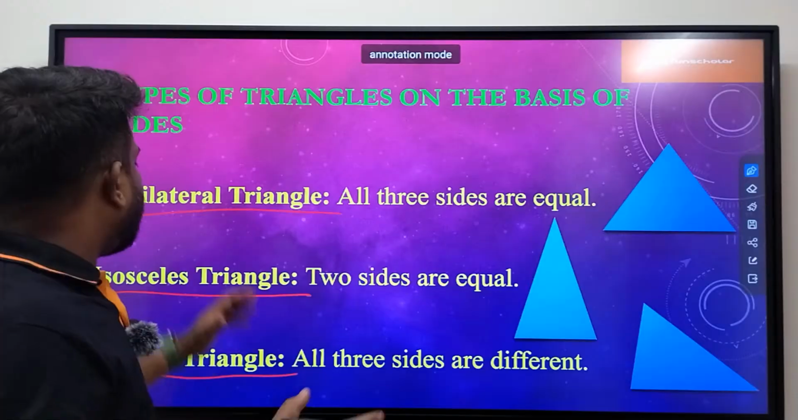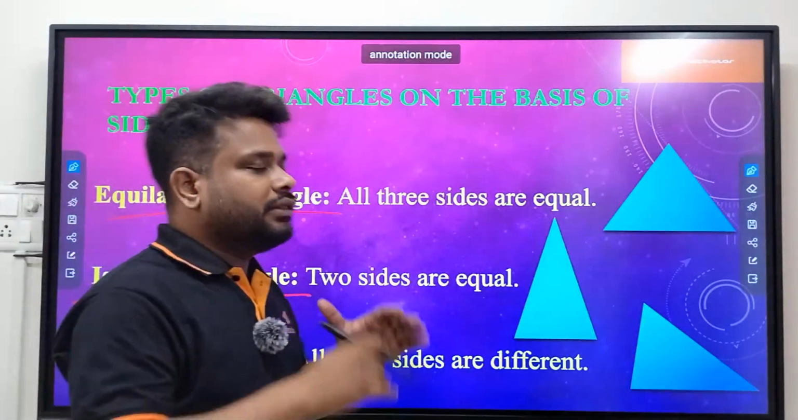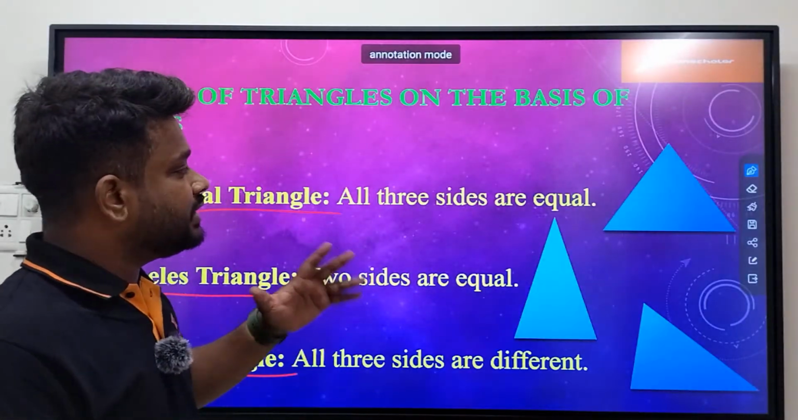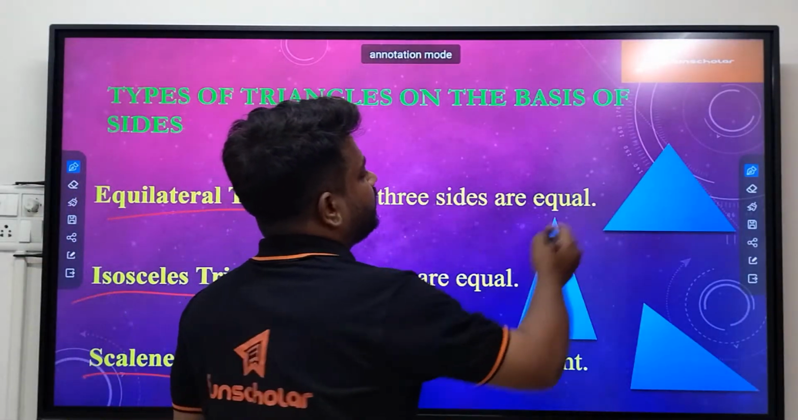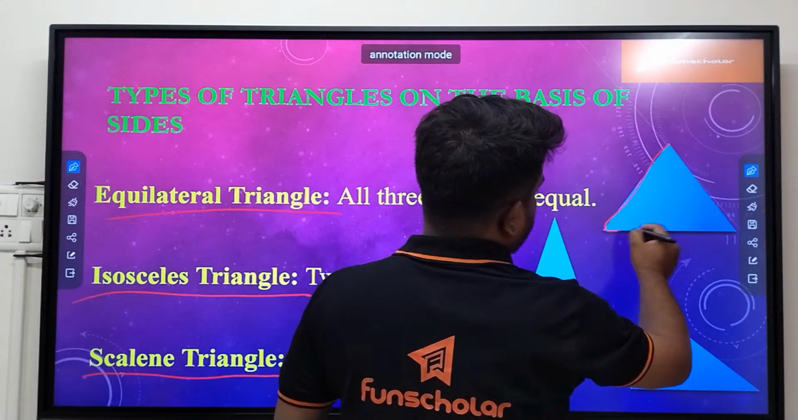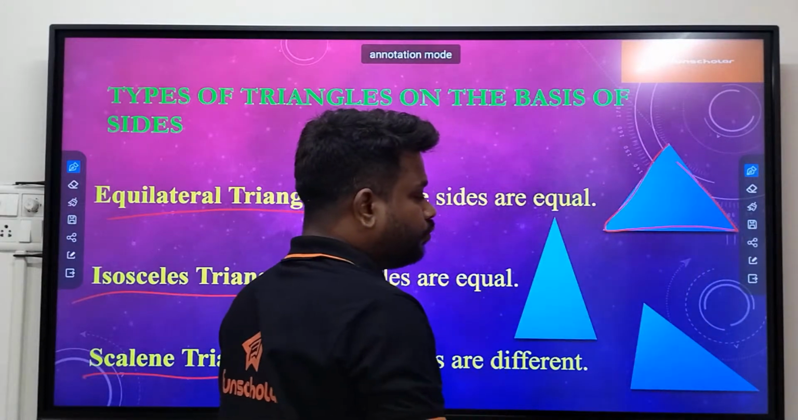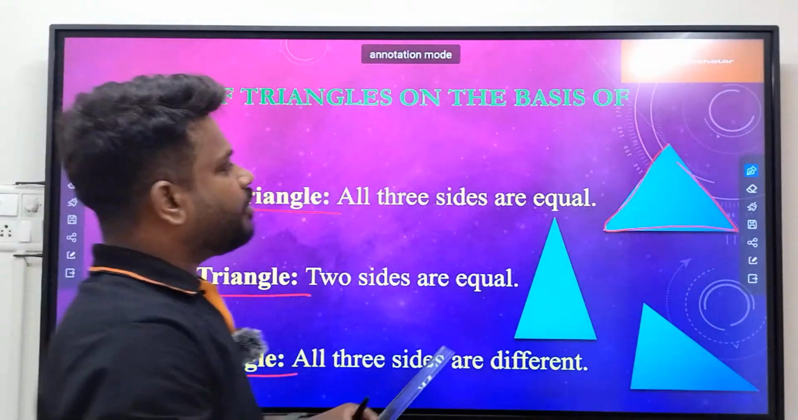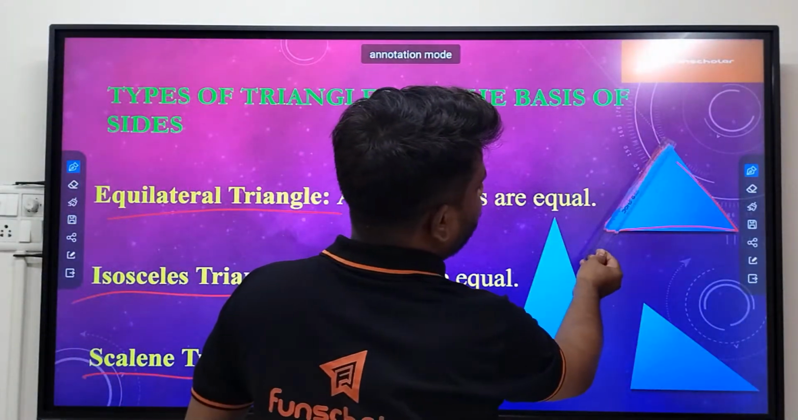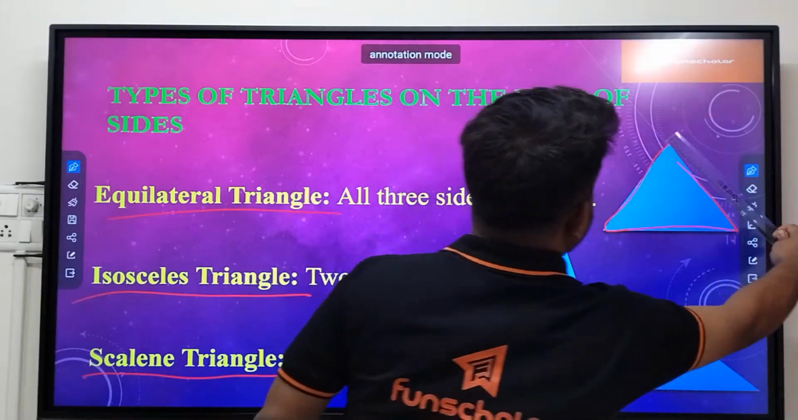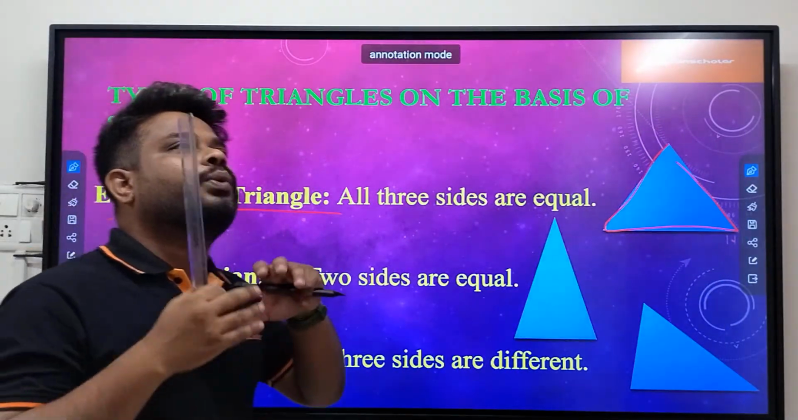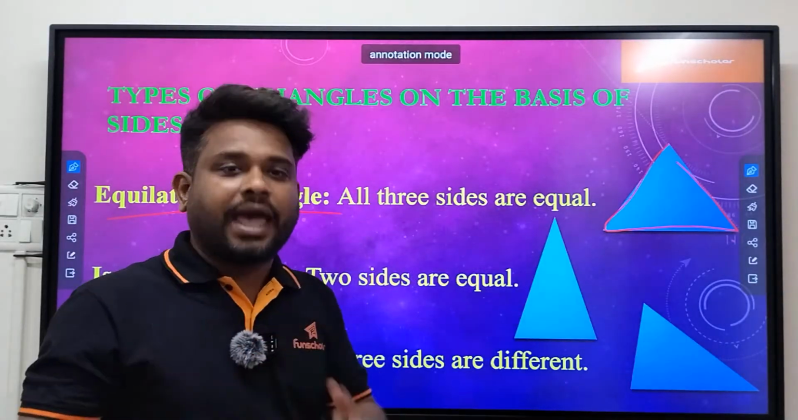So talking about the equilateral triangle, the triangle which has all the sides equal will be considered an equilateral triangle. Just like this one, if you want to measure it with the help of the scale, you will notice that all three sides are equal. Now maybe you are wondering, sir, what about the angles?